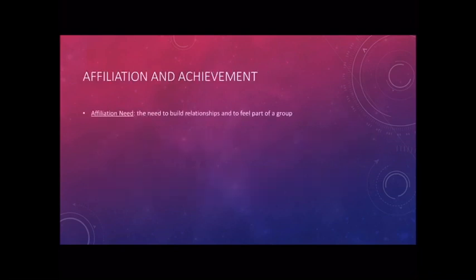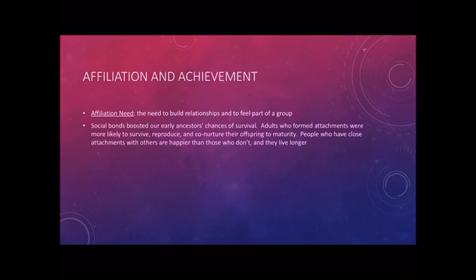Okay, so we are towards the end. Now we are into affiliation and achievement. The affiliation need speaks to the basic human need to build relationships and to feel like we are part of a group. Social bonds boosted our early ancestors' chances of survival, so that could be why this need developed, because it was adaptive. Adults who formed attachments were more likely to survive, reproduce, and co-nurture their offspring to maturity. People who have close attachments with others are happier than those who don't, and they live longer. The opposite, essentially, of affiliation is ostracism. This is when you are deliberately excluded from a group.